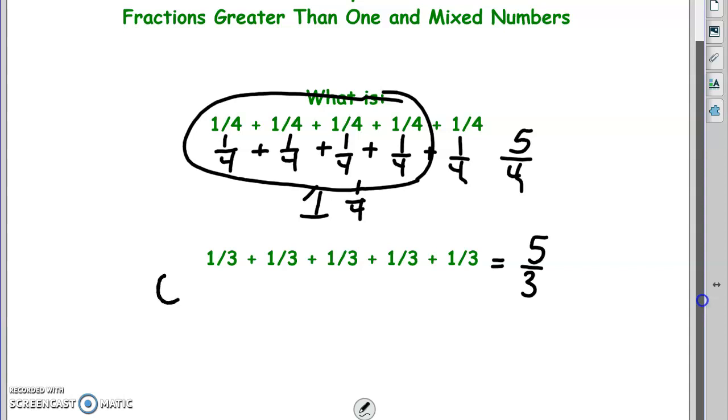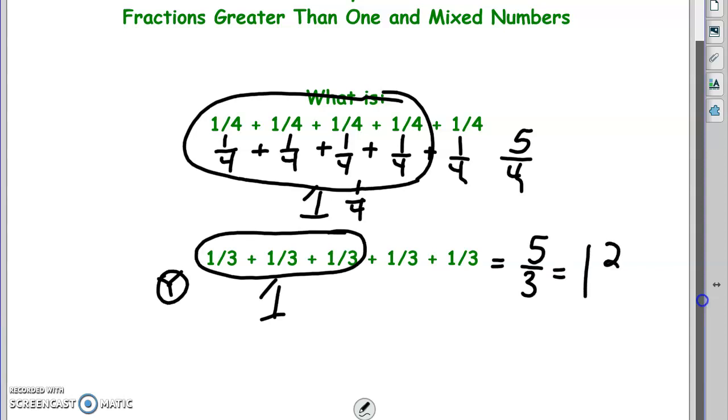Again, if you have a pie, divide it into 3 pieces and you eat the whole thing, you've eaten 3/3. So I'm going to group these 3/3 together. That becomes one whole. And what do I have left over? 2/3. So I've got 1 and 2/3. So one way to solve these problems like this is to draw a picture like we did on the previous slide. Another way is to write them all out like this.